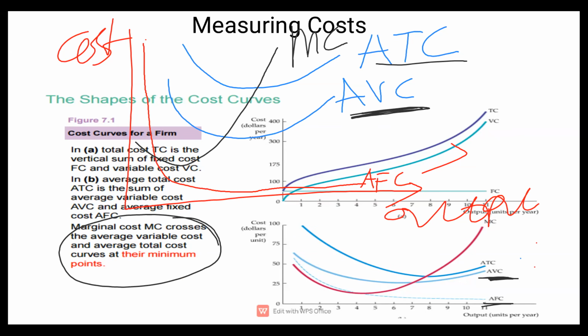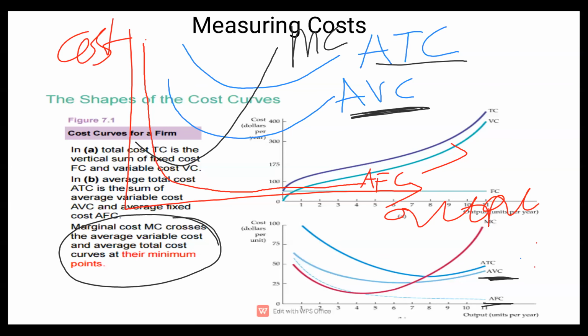The concept just says that the marginal cost crosses the average variable cost and the average total cost curves at their minimum. Is that true or false? If you find this same statement in an exam, it can be confusing where you have true or false, especially if you have never heard of it. Is that true or false?